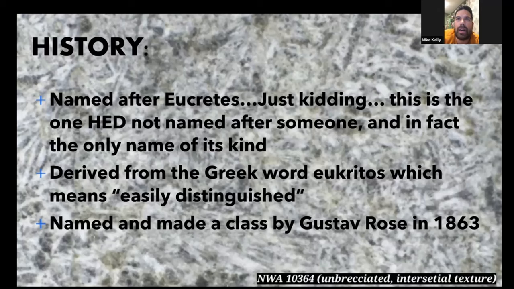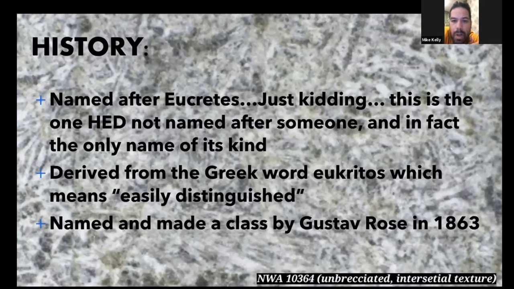So this is the history slide. I kind of got a joke in there. They were named after eucrites. These are the only meteorites in the HED group that are not named after somebody. So you had Diogenes, you had Edward Howard for the howardites. Eucrite actually comes from a Greek word, eukritos, and that means easily distinguished.